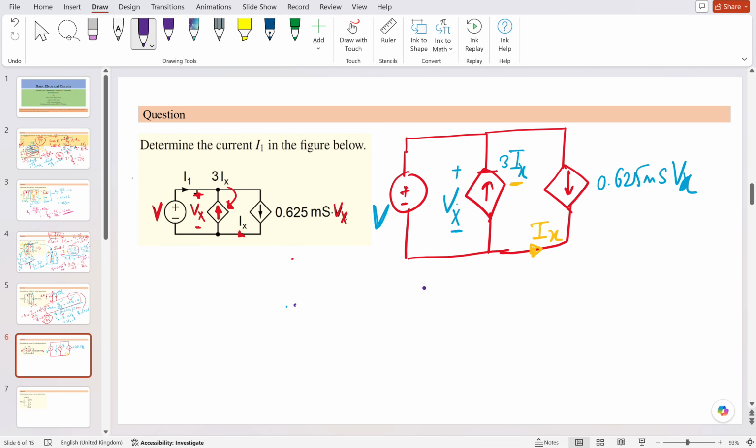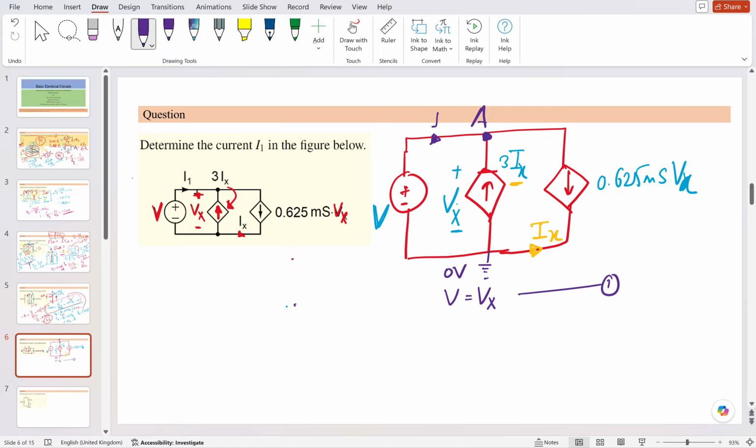Okay, let's go step by step. What I am assuming is that they are all connected in parallel. This is the node we will consider for solving this, and this will be the ground, at zero potential. At first glance, both are in parallel, so V is equal to Vx. That is the first equation.